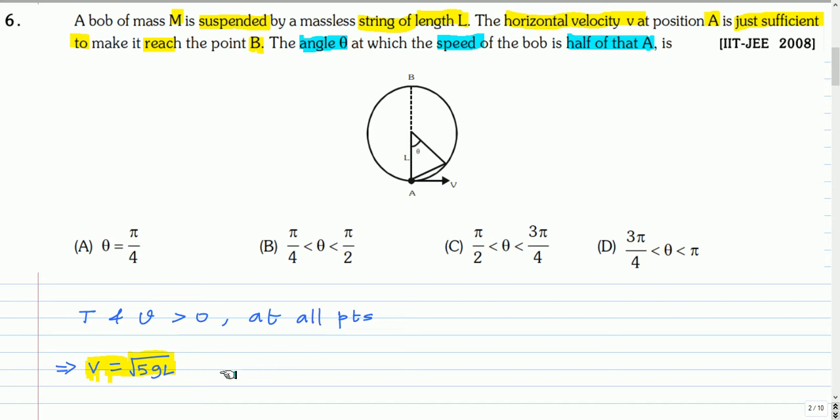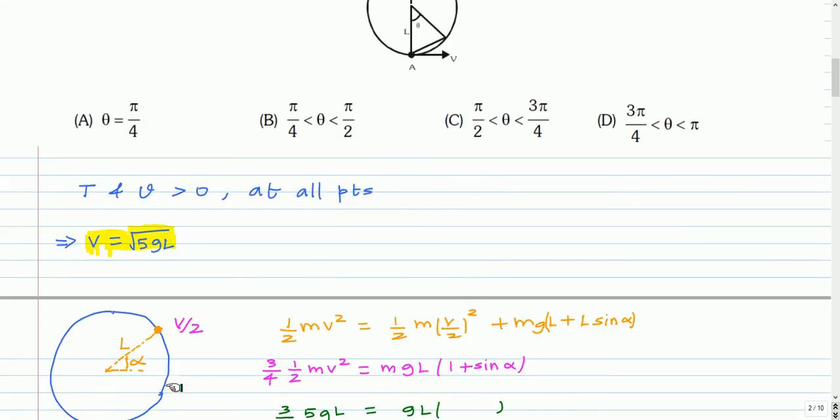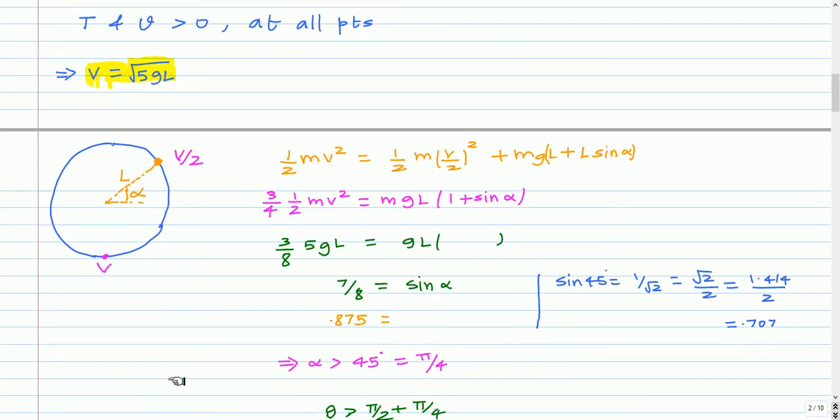So we are using this in this problem, and it's been given that the horizontal velocity at A is just sufficient to make it reach B. So this velocity should be equal to the minimum velocity, that is square root of 5gL. So the velocity of the bob keeps on decreasing and it will reach half of its value somewhere at this position, and let that position make an angle alpha with the horizontal.